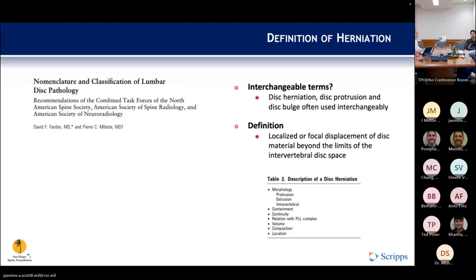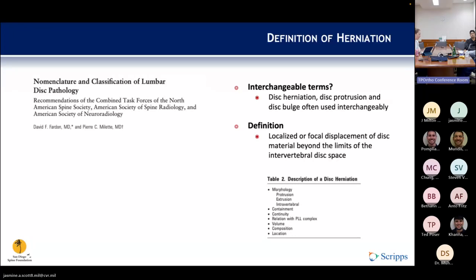So one thing that I had a question about coming into this was what actually is a herniation? Like, what is the definition of it? I've seen a lot of different interchangeable terms: protrusion, disc bulge, herniation. So I found this paper from a combined task force, American Spine Society, American Society of Spine Radiology, and American Society of Neuroradiology from about 20 years ago.